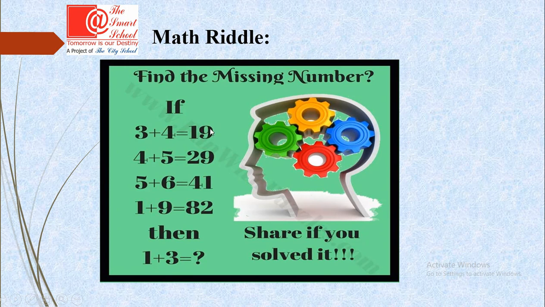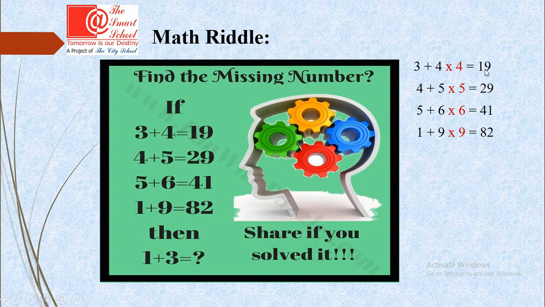Yes, exactly. If we put a square sign on 4, then 3 plus 4 will be equal to 19. Or we can say 4 multiplied by 4, 16, plus 3 is equal to 19. Then 5 multiplied by 5 plus 4 is equal to 29. Here I have written all of these. Right? Then 6 multiplied by 6 plus 5 is equal to 41. Then 9 multiplied by 9 is 81, plus 1 is 82.